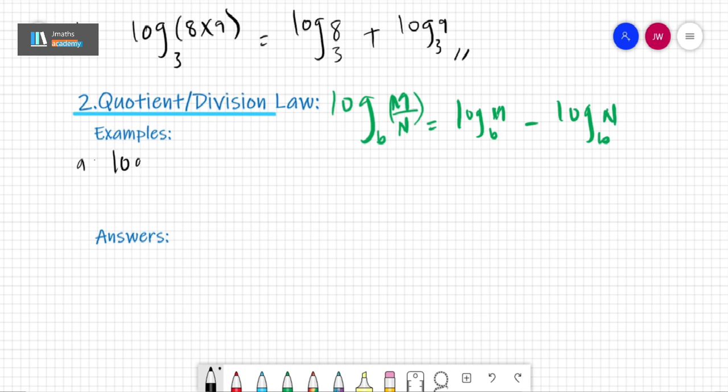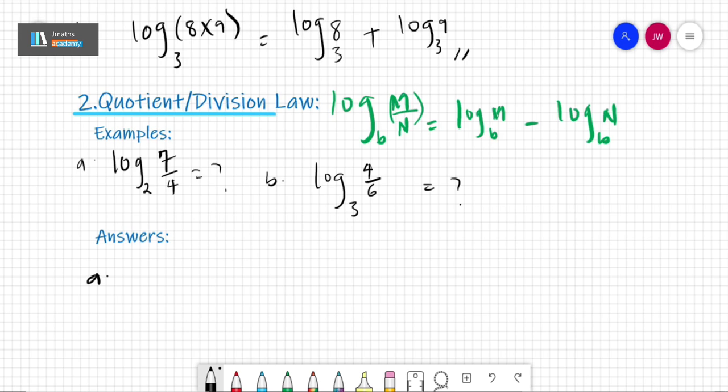A, the logarithm of 7 divided by 4 to base 2 will give us what? b, the logarithm of 4 over 6 to base 3 will give us what?